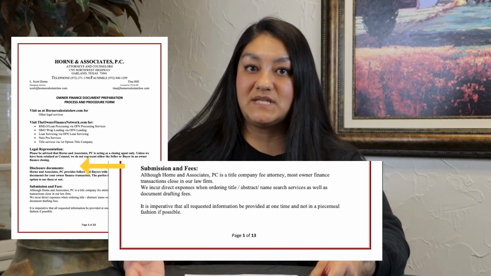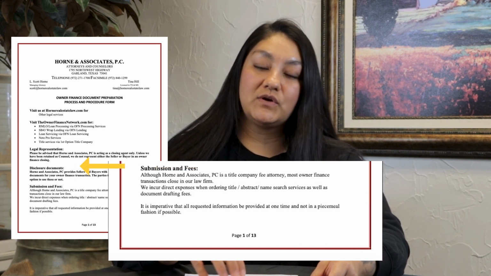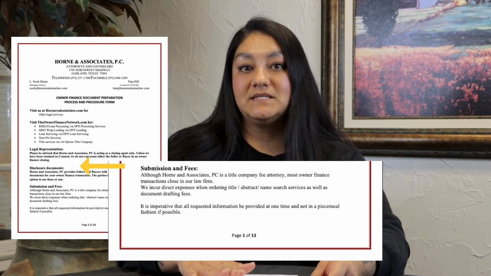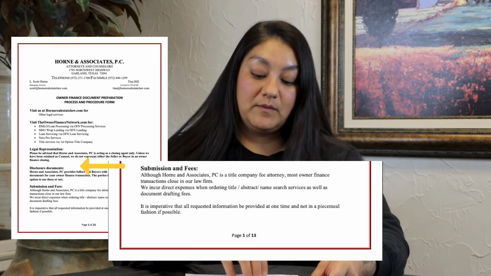On page 1 of the process and procedure form, we go over a few of the services that we provide here at Horne Associates as well as the Owner Finance Network. Now, towards the bottom of the page, you'll see information on our fees. We always get asked what the estimated fees are for a transaction. You can find the fees for a standard, wrap, and a standard sub-2 loan on the bottom of the page.